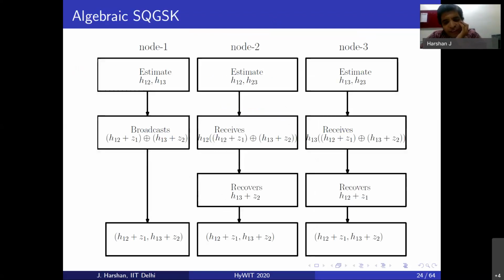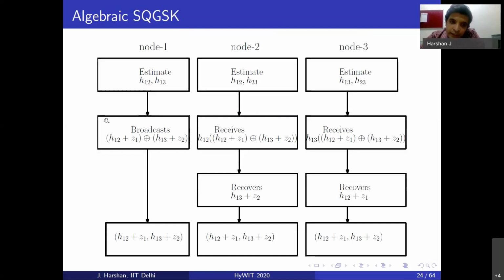We fix all these things by this particular solution. What we are going to call this as algebraic symmetrically quantized group key generation. Okay, so what is the change? Almost all the things are same. The only difference is in the second stage here.